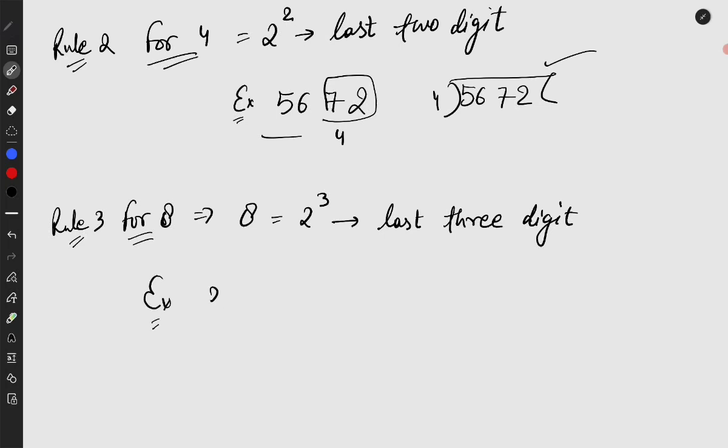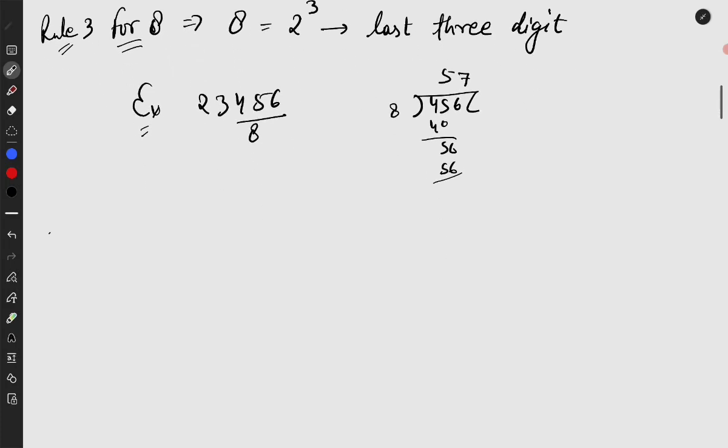Example, 23,456. Is 456 divisible by 8? If yes, then the entire number will also be divisible by 8. We don't need to divide the conventional way, right? If we divide 456 by 8, 5 times 8 is 40, 6 left, 7 times 8 is 56. Yes, this entire number will also be divisible by 8. We don't need to do the entire division. Now we can clearly see the pattern here.